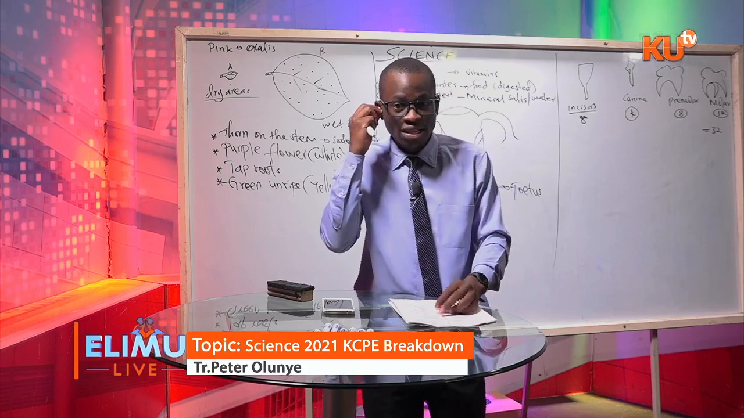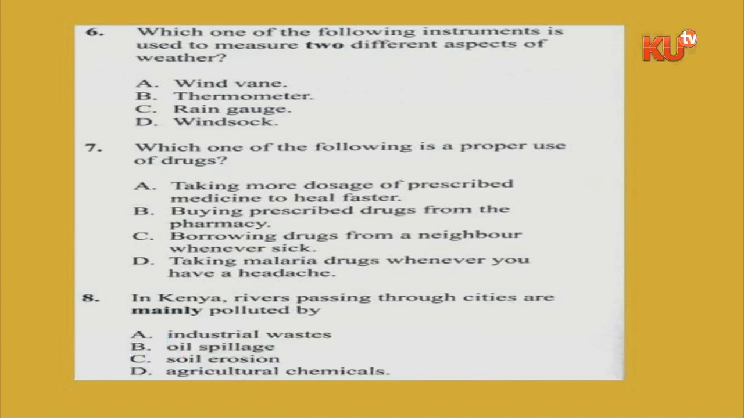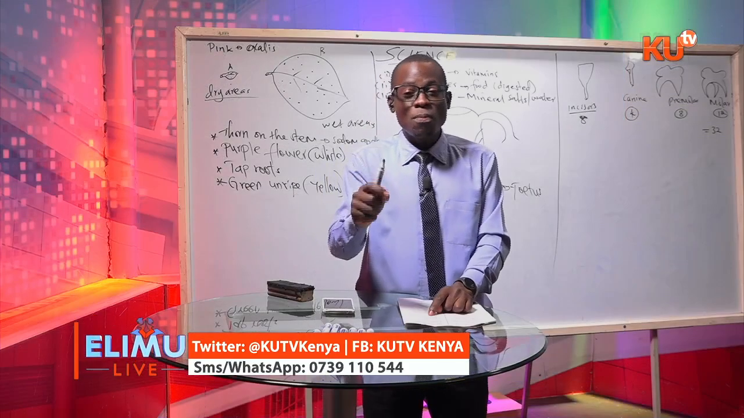Let's go to question number seven. Let's read together. Which one of the following is a proper use of drug? A, taking more dosage of prescribed medicines to heal faster. B for boy, buying prescribed drugs from the pharmacy. C, borrowing drugs from a neighbor whenever sick. And D, taking malaria drugs whenever you have headache. Which one of the following is the proper use?